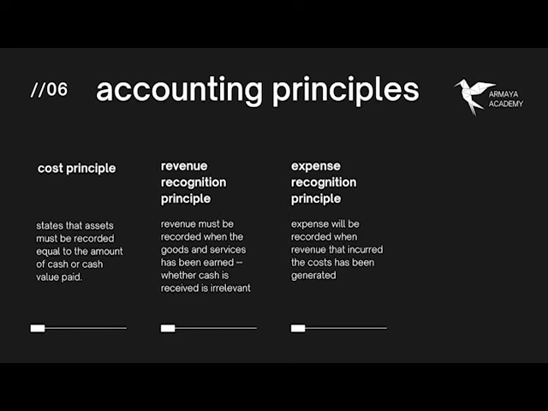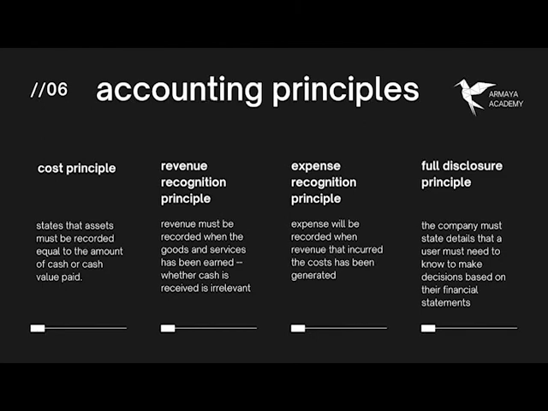So next is the expense recognition principle. So we only record the expense when the revenue that incurred the cost has been generated. So for example, in the month of April, we buy calculators to resell in our business for 5,000 pesos. However, we were only able to sell all the calculators in May for 10,000 pesos. So with this principle, we will record the expense in May as recording it in April will overstate the expenses in April by 5,000 and understate the expenses in May by 5,000.